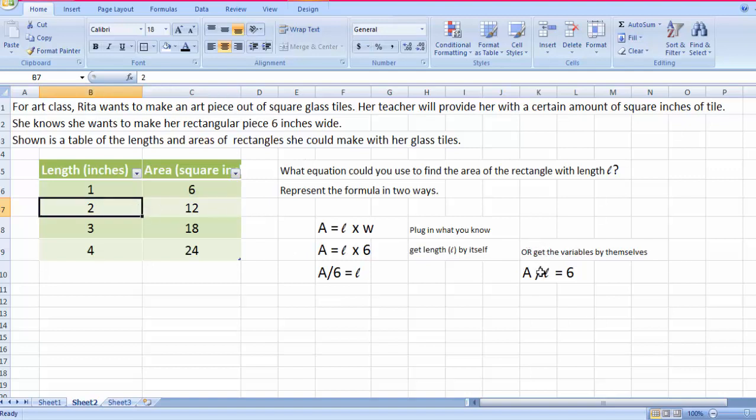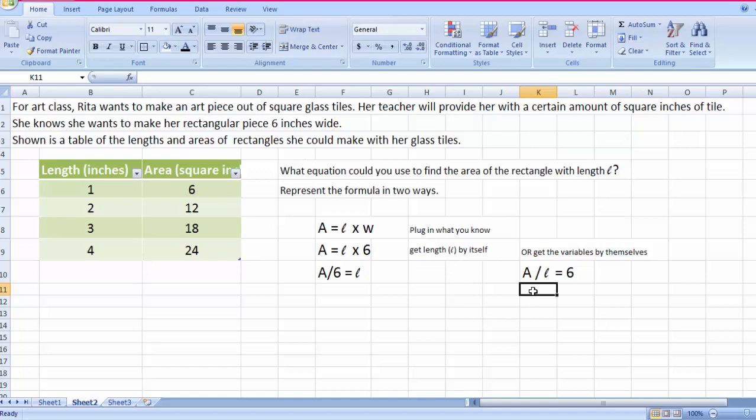Now let's try this equation and see if it works as well. So we have A divided by L equals 6. So let's find an A. Let's do 18, and let's divide it by L. It's 3. So 18 divided by 3 is 6, and that checks out. Let's try with the next one. 24, our area, divided by length of 4 equals 6. So both of these are valid ways to represent this formula.